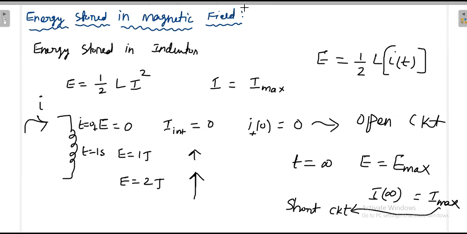In detail, we will see this in circuit analysis. This much is enough here. Now, what is the energy density of the magnetic field?